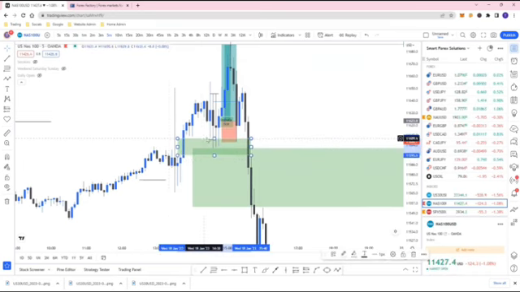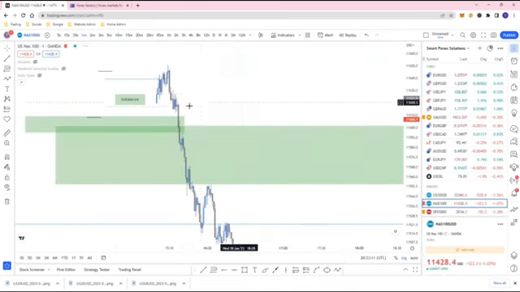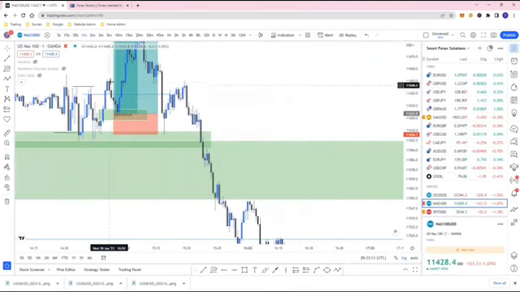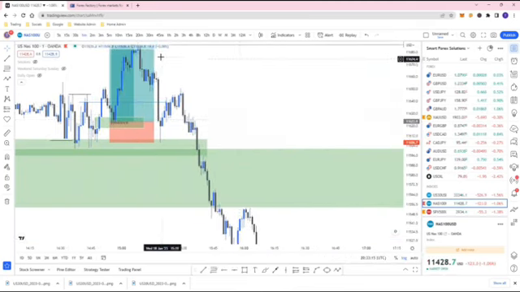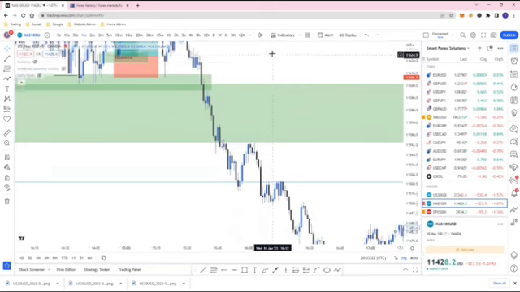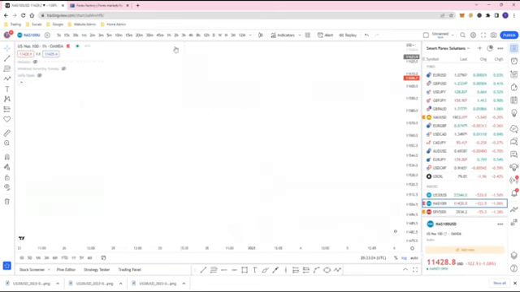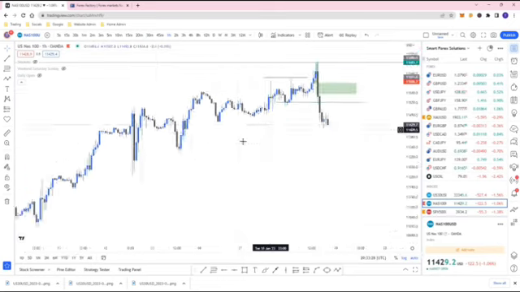So you could have entered here on the 5 minute, but we waited for the 1 minute for that to happen. So you're literally going to wait for the 15 minute to create the same thing, and then you're going to wait for the 1 minute or whatever you want. It really depends on how aggressive or conservative you want to be with your areas.